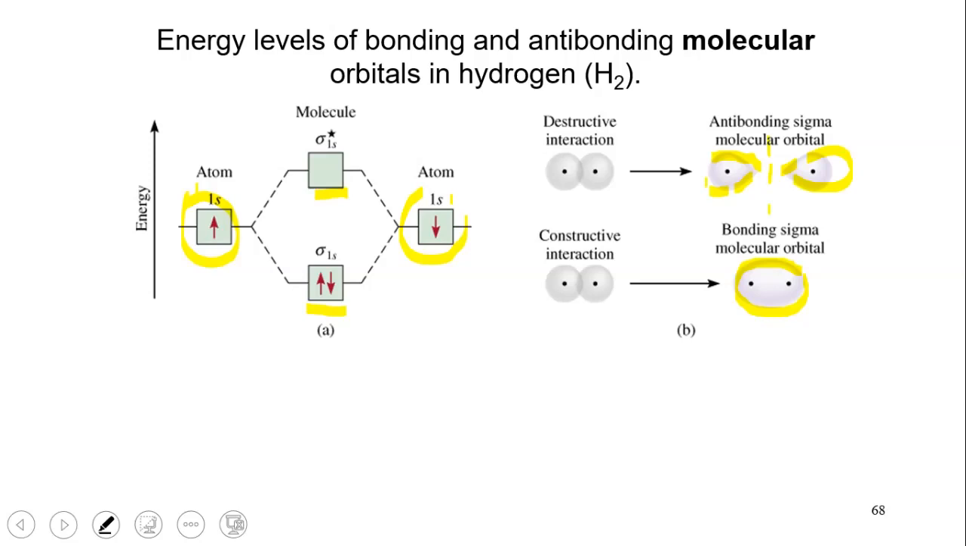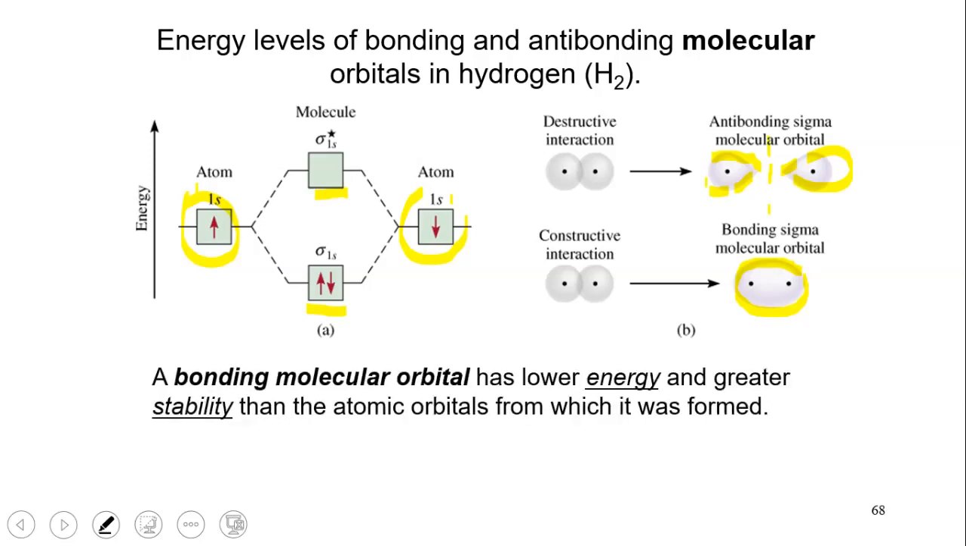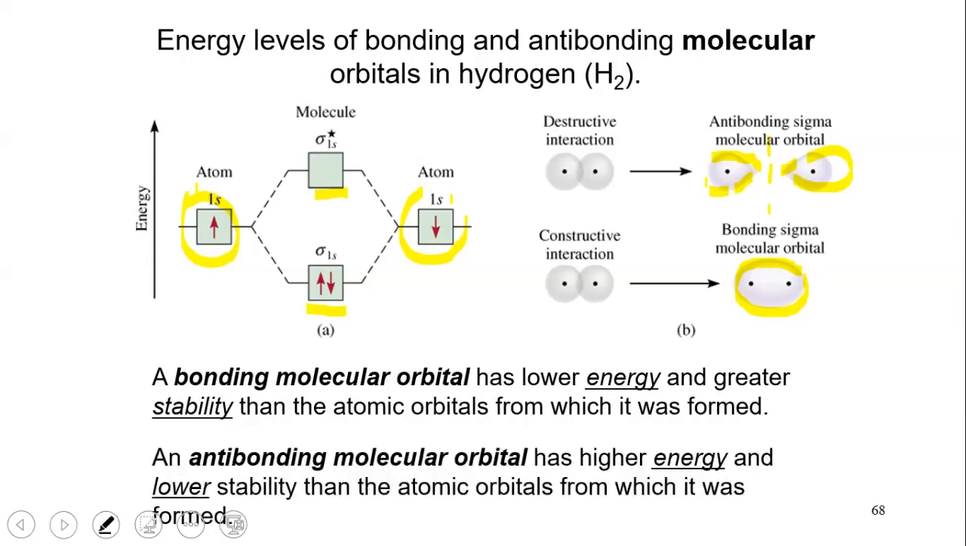So essentially, you can see that in terms of energy, the bonding molecular orbital has lower energy and therefore greater stability, not only than the anti-bonding one, but also it is lower energy and more stable than the atomic orbitals, the 1s orbitals of the atoms from which it was formed. On the other hand, the anti-bonding molecular orbital, the sigma 1s star here, has higher energy and lower stability, therefore, than the atomic orbitals from which it was formed.